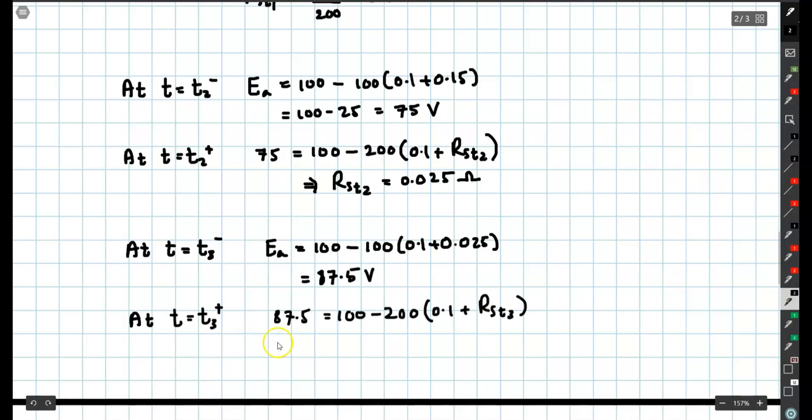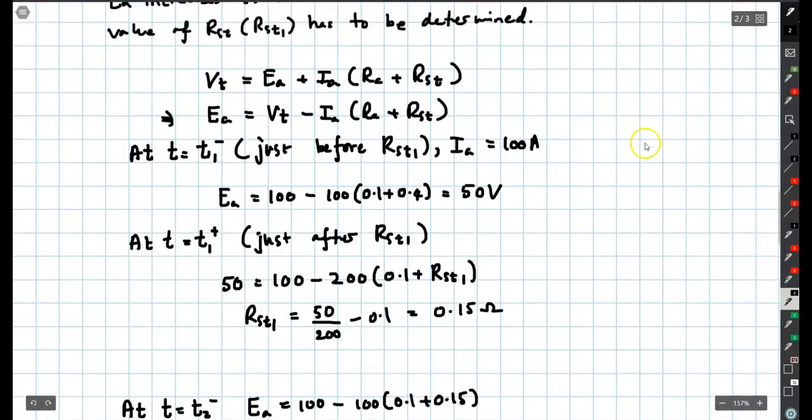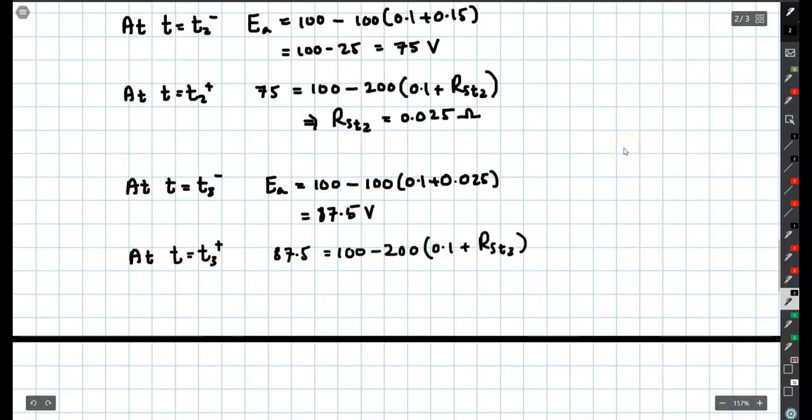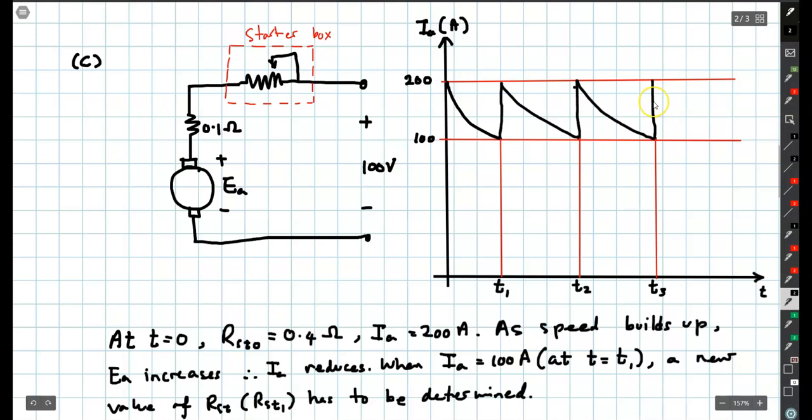After a new position of the wiper, the back EMF is still going to be the same as before, which is 87.5. However, the current increases to 200 ampere, which is that point there. So if you calculate the value of RST, that gives a negative value of 0.0375. So what happened? Which means that at T equals T3 plus, the current does not reach 200 ampere.